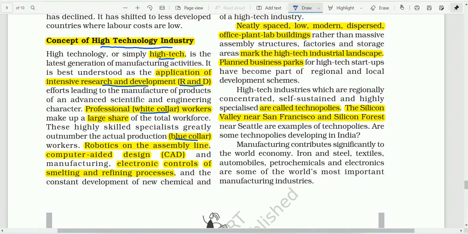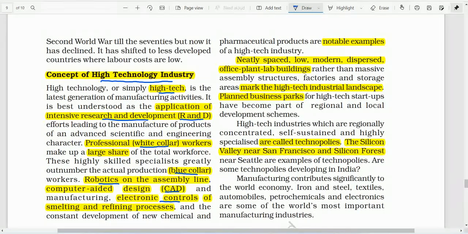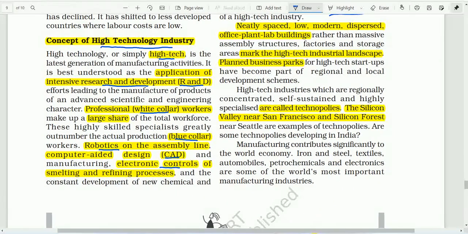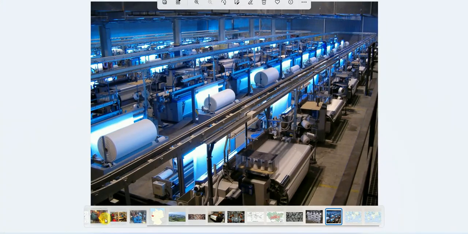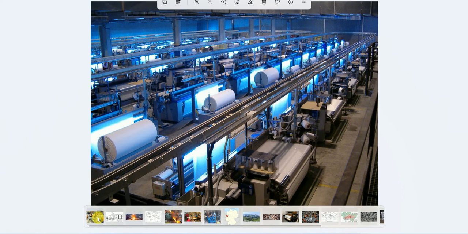Robotics on assembly line, computer-aided design, CAD, and manufacturing, then electronic controls of smelting and refining processes, and the constant development of new chemical and pharmaceutical products are the notable examples of the high-tech industry. Robotics on the assembly line, I think I have shown pictures last time also. See this one.